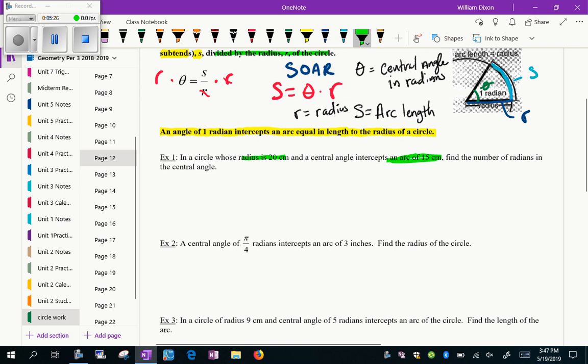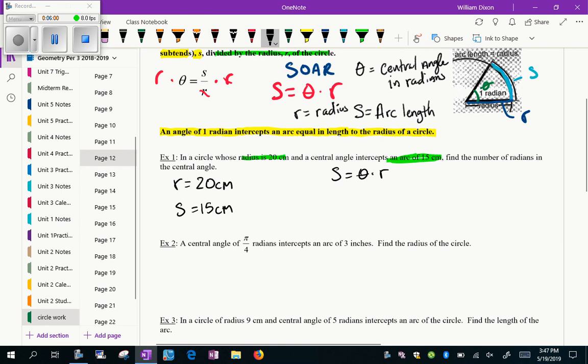So what I'm going to do, and I think you should do, is write down what's given. So I have the radius equals 20 centimeters. I have S, or my arc length, is 15 centimeters. And I'm looking for the central angle, theta. So I'm going to write down my equation: S equals theta times the radius.